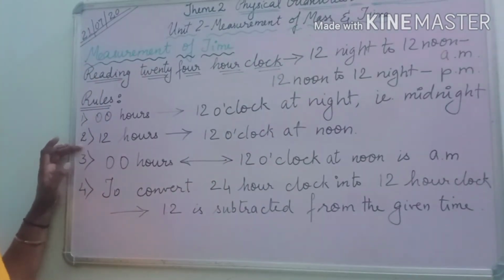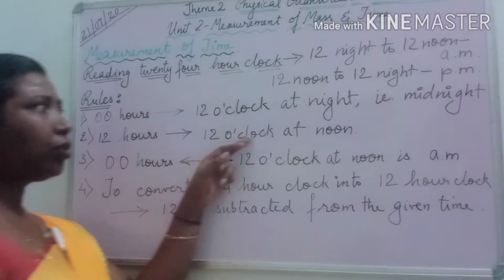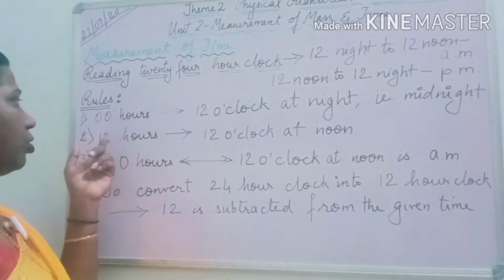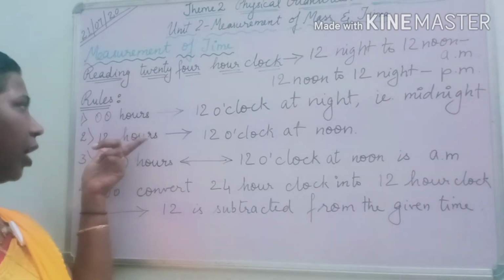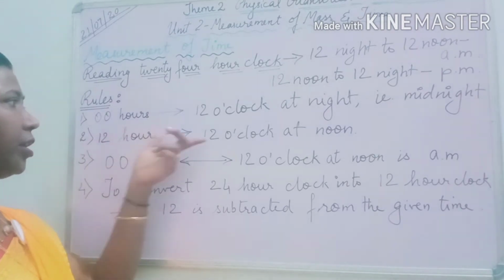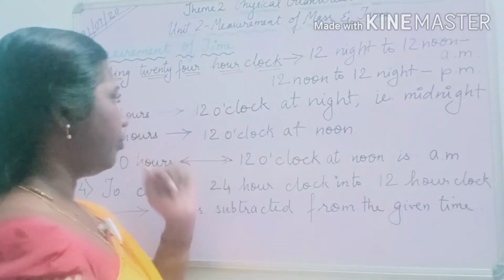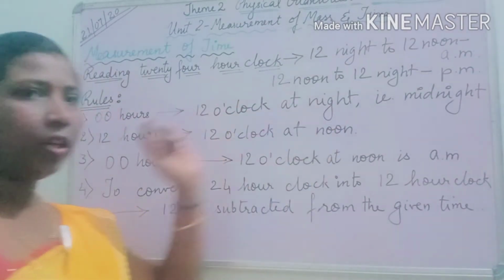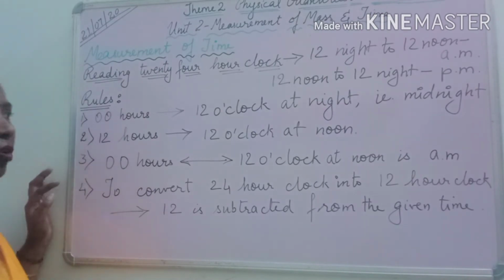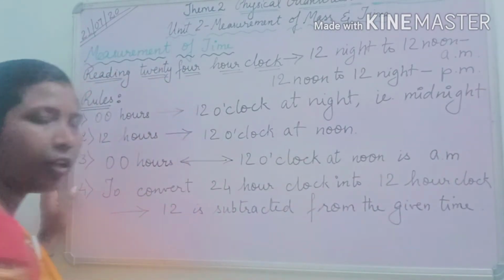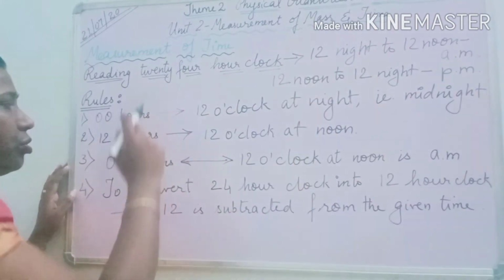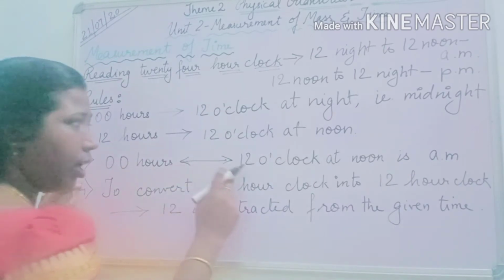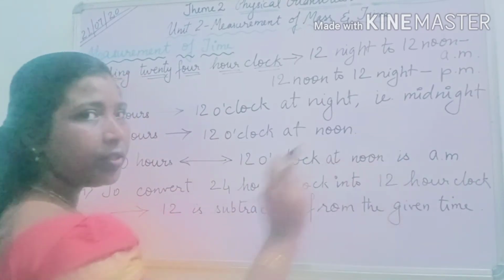Then the second point: 12 hours is called 12 o'clock at noon. If the morning starts and it comes to noon, then according to the 24-hour clock, 12 hours will be completed, and it is called 12 o'clock at noon. Then 00 hours is for night. What I explained before, 12 o'clock to 12 o'clock, that is called AM.